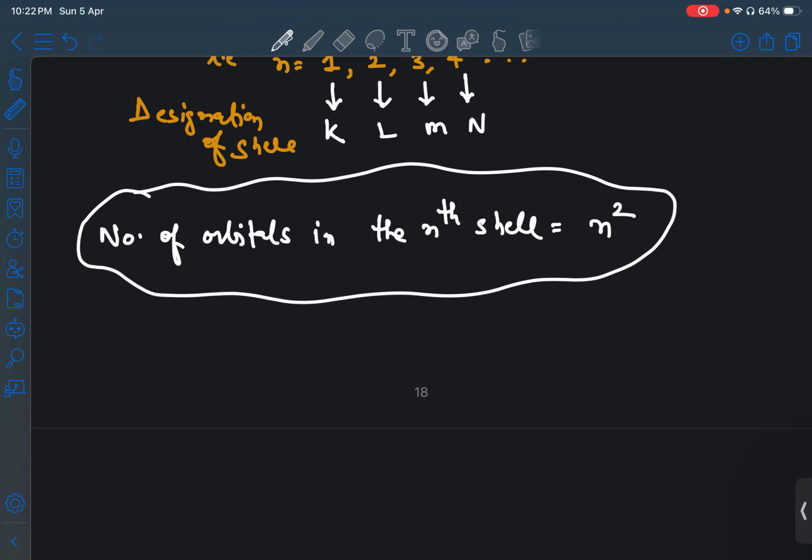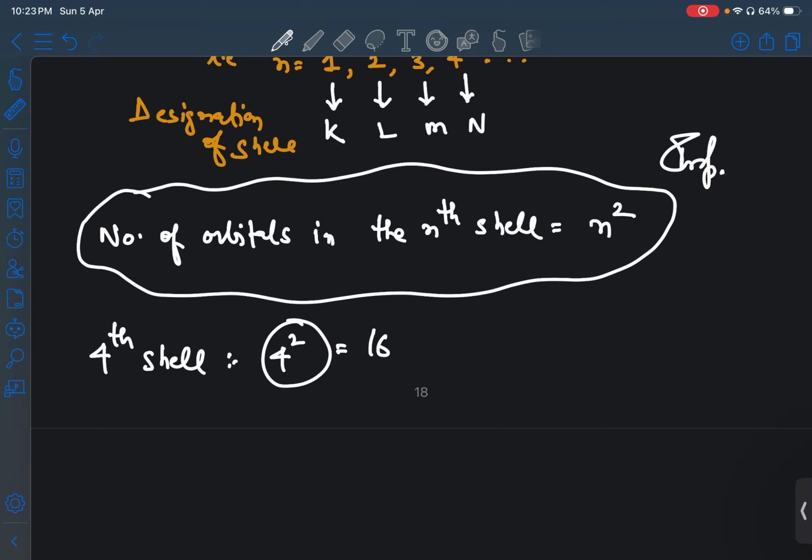Very, very important. So if anyone asks you how many orbitals are in the fourth shell, what would be your answer? It's 4 square. 4 square means 16 orbitals are there in the fourth shell. So we simply do n square, and it gives us the number of orbitals in the nth shell.